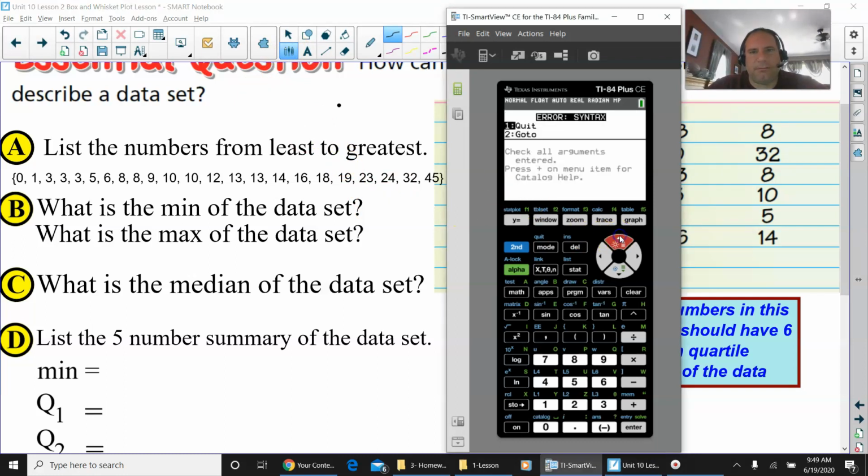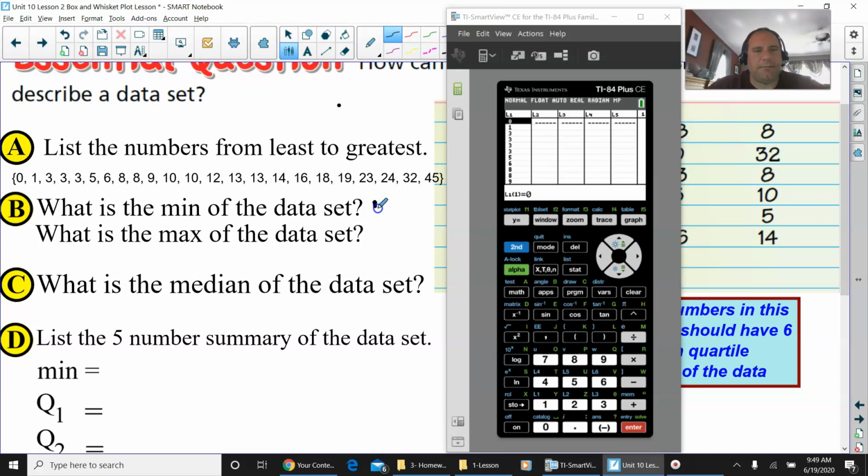Well, just double checking on the calculator, the min is 0, and on my list, it's 0, the minimum number. What is the max of the data set? 45. On my list and in the calculator, it will say 45. What is the median of the data set?